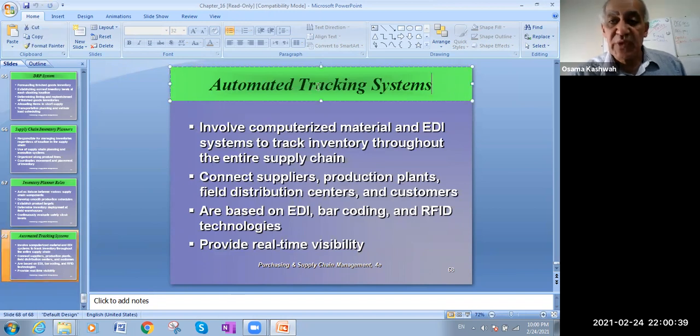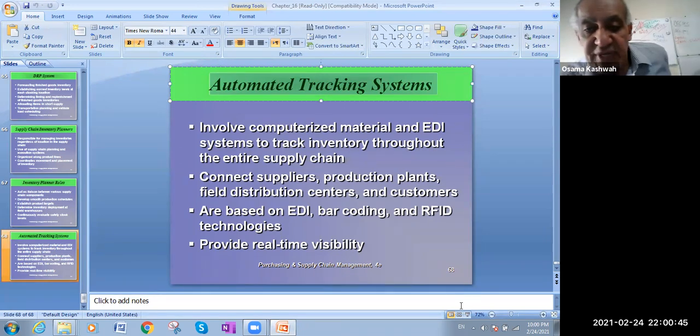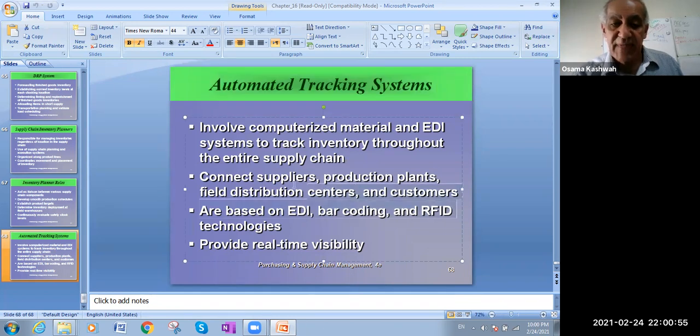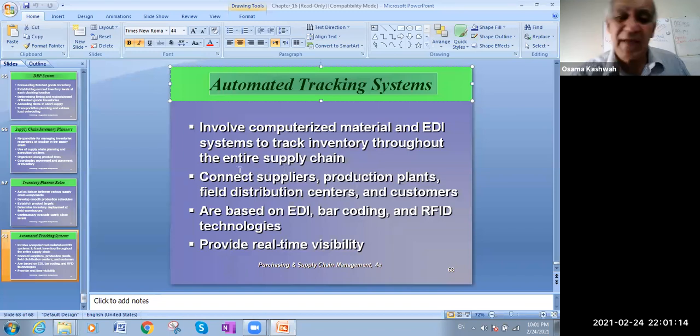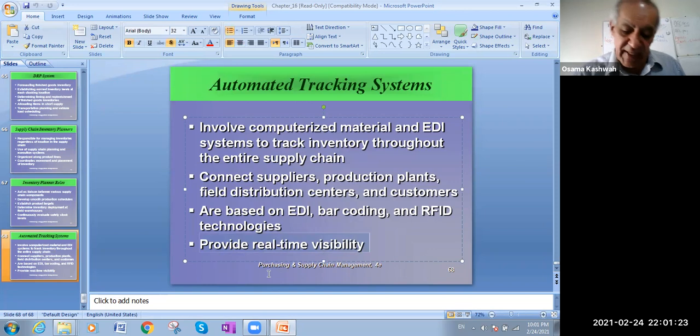What do we mean by automated tracking system? It involves computerized materials and EDI systems to track inventory through the entire supply chain. It connects suppliers, production plants, field distribution centers, and customers. They are based on EDI, barcoding, and RFID technologies. This is the automated system, as an example, like what's happening in Amazon. This is a figure of a model of the automated tracking system. Also the same thing you'll find in Alibaba and other systems for ordering and purchasing online in the whole world. So it must include all this, to provide real-time visibility. And this was the last point.